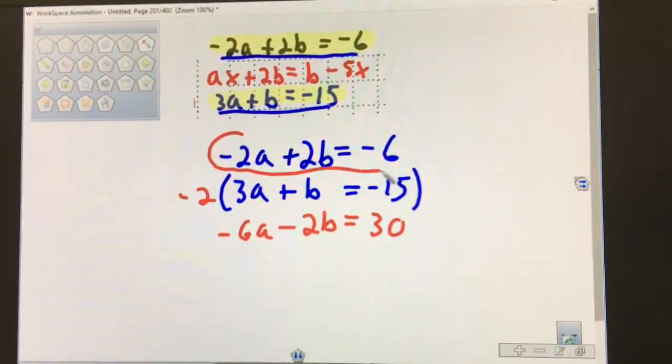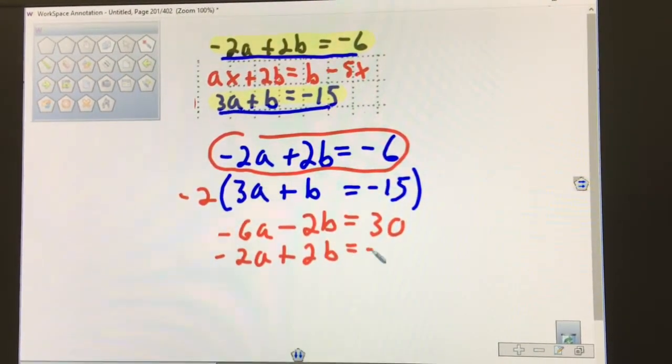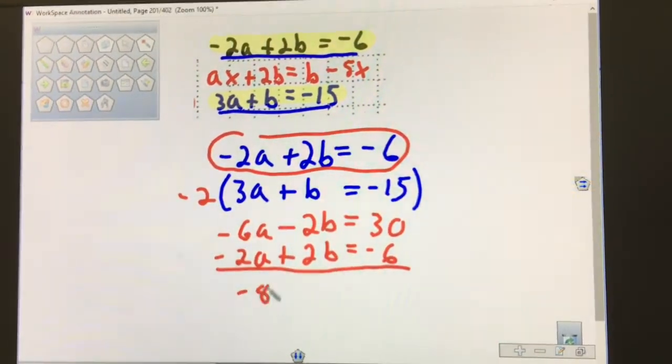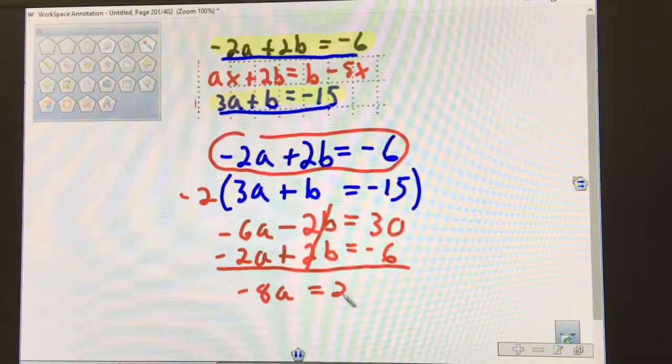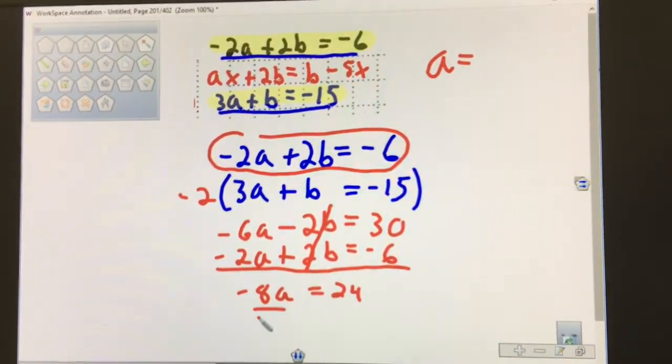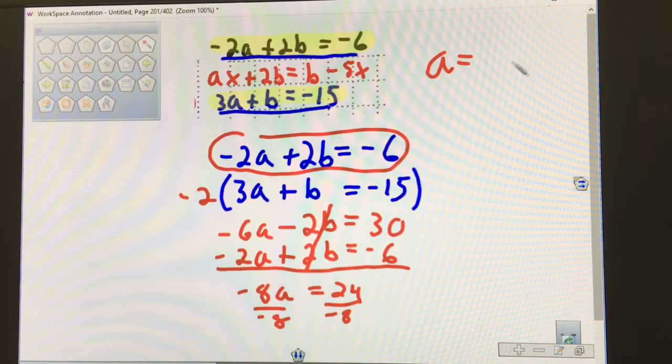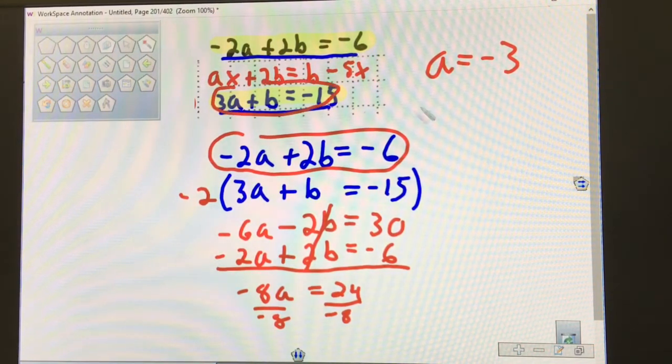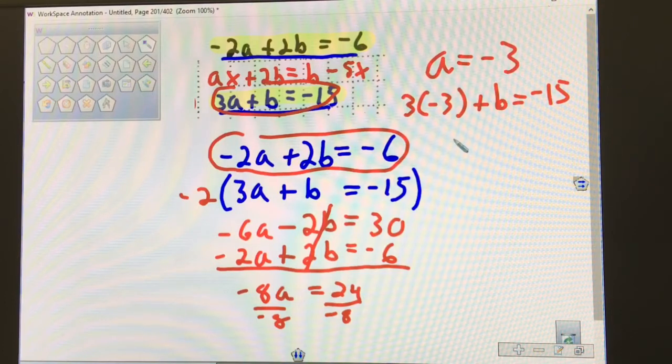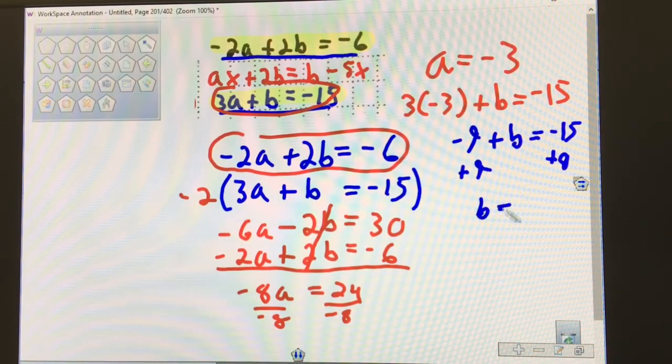And then I'm going to copy this down underneath of it. Negative 2a plus 2b. Notice the b's will eliminate. Negative 8a equals 24. So a is going to equal negative 3. And then I take negative 3 and I plug it back in somewhere else. I'm going to plug it in here. So a equals negative 3. So 3 times negative 3, see the 3a, plus b equals negative 15. Negative 9 plus b equals negative 15. I add 9. B is equal to negative 6.